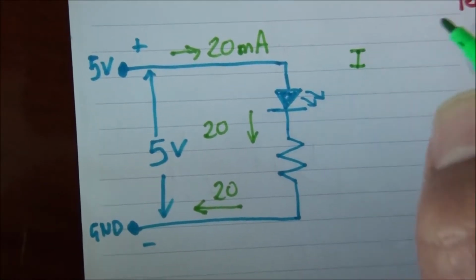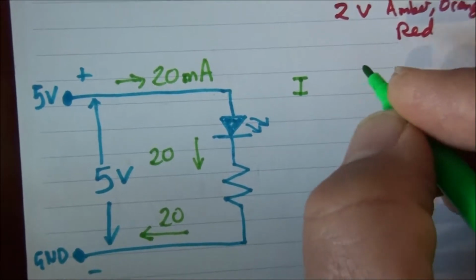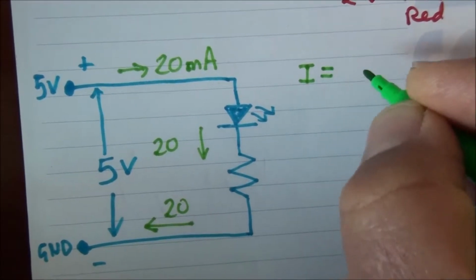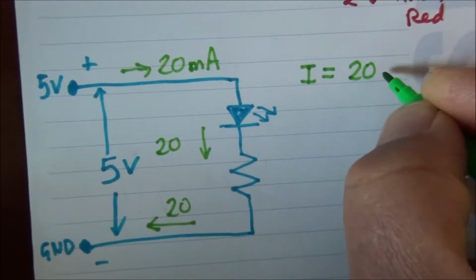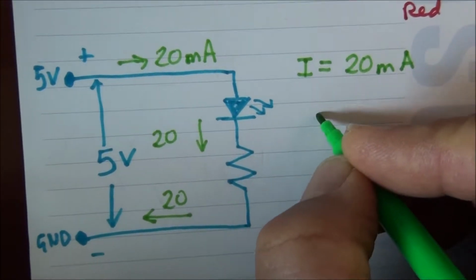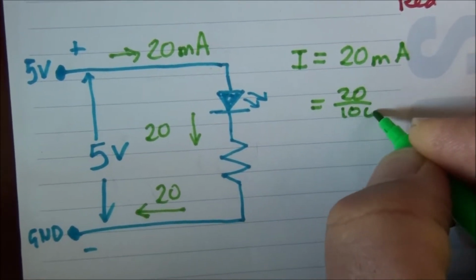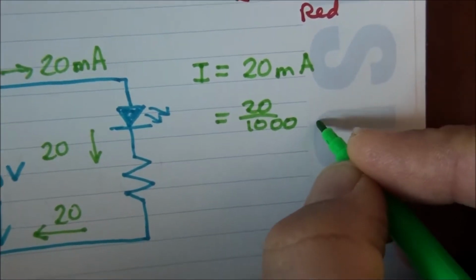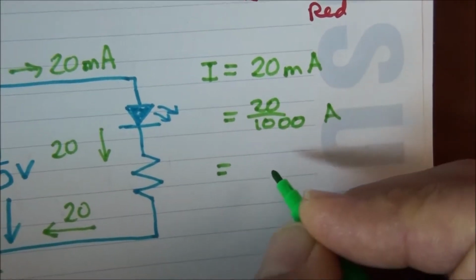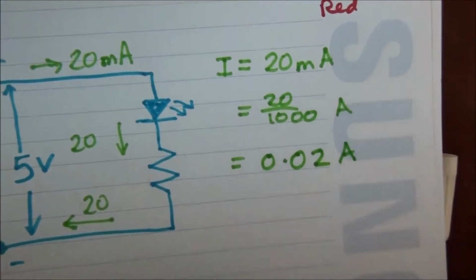So in the formula of Ohm's law, we use the symbol I for current, not C. Alright, so we have 20 milliamps. But in terms of amps, what is it? So let's do a calculation. So 20 milliamps is 20 over 1,000 amps, right, which equals 0.02 on a calculator. Let's do that to be sure.